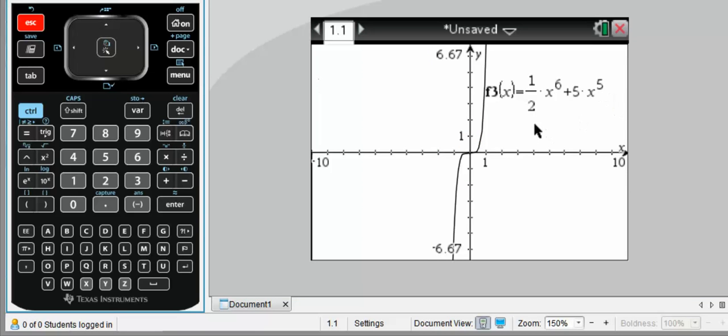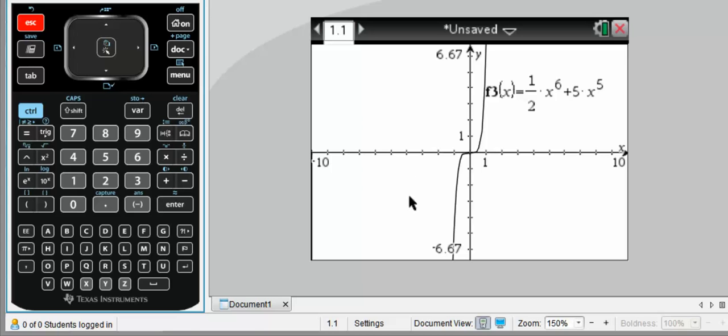And here's that next example. 1/2 times x to the sixth power plus 5 times x to the fifth power. Well, this time as we move to the right, the polynomial does race off towards infinity, but if you're looking to the left here, it looks like it races towards a negative infinity. Now this doesn't follow the same pattern that we saw in those last two examples, but actually it does.